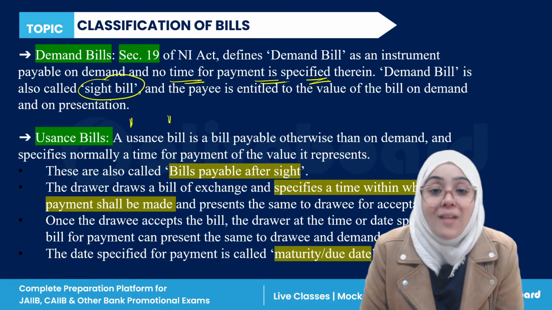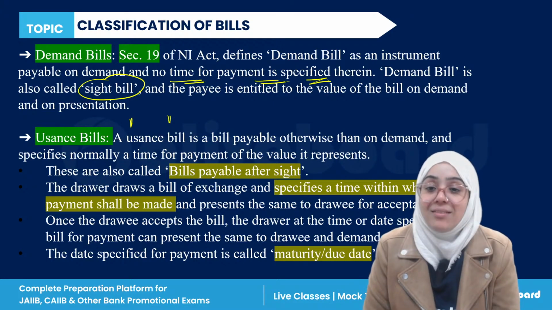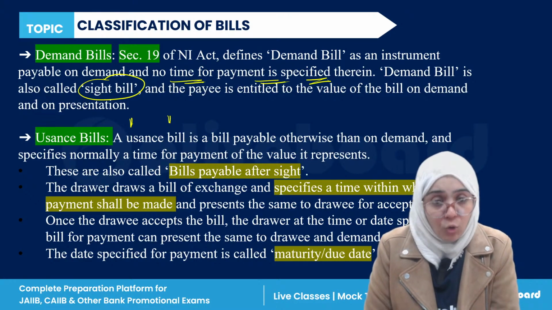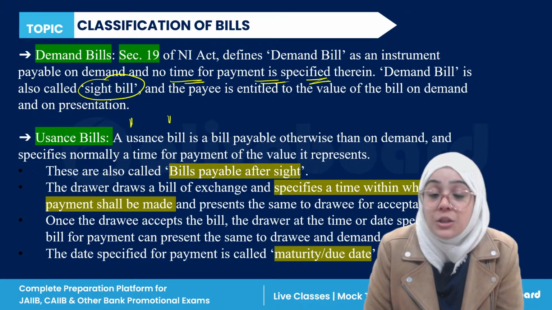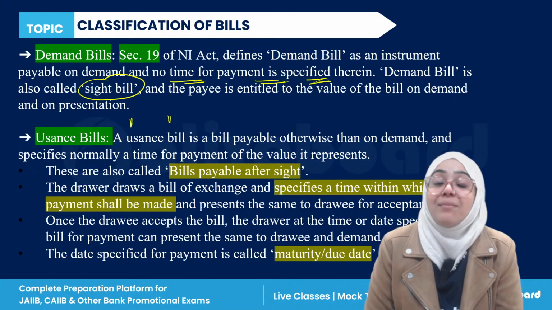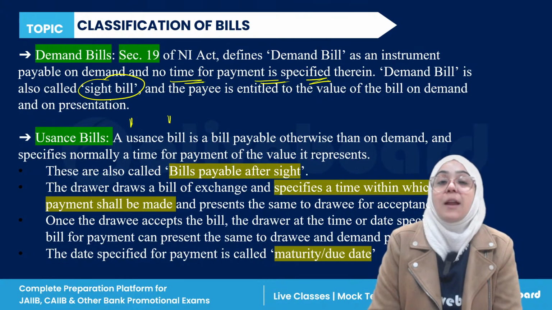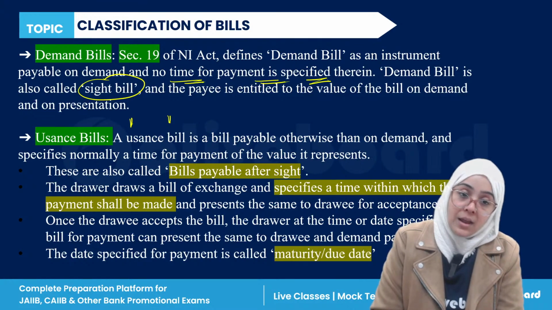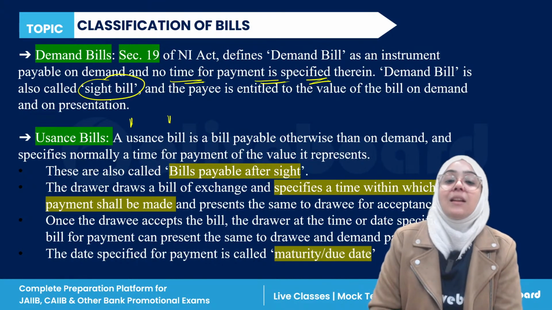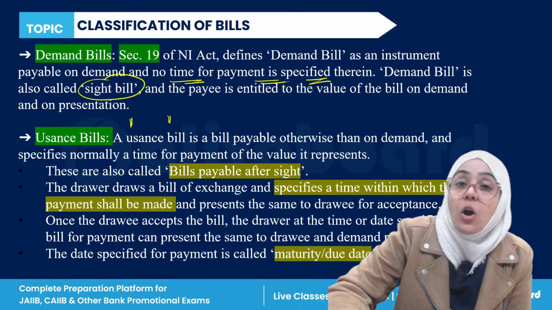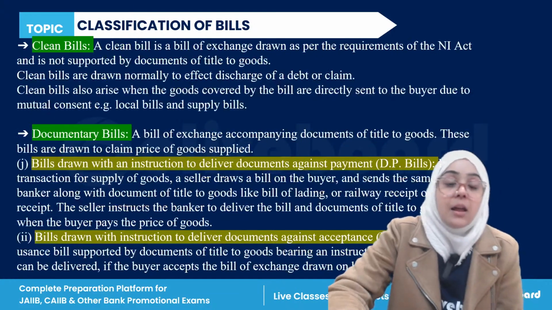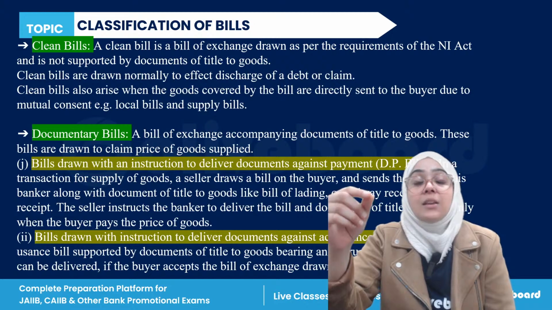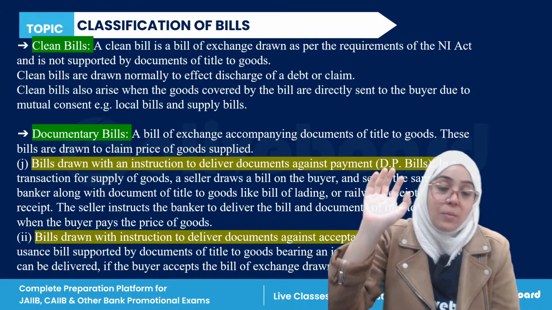The drawer draws a bill of exchange and specifies a time within which the payment shall be made. Once the drawee accepts the bill, the drawer, on the date specified on that bill of exchange, can present it to the drawee and demand the payment. The date specified for payment is called the maturity or due date. Clear? Then there is a clean bill and a documentary bill.